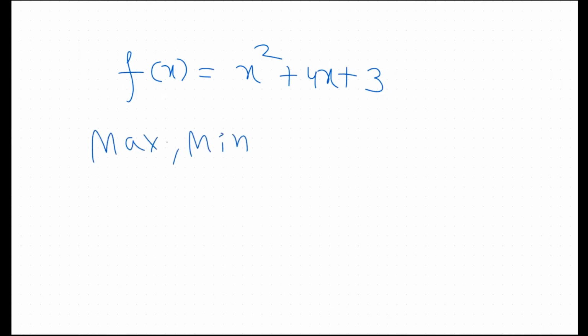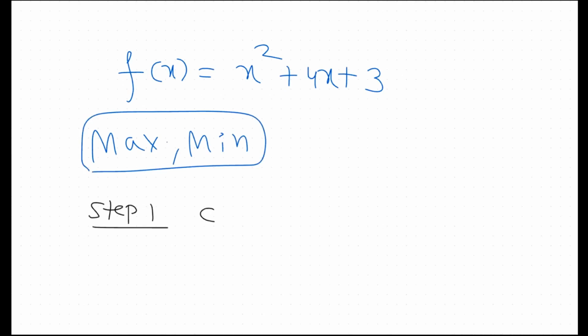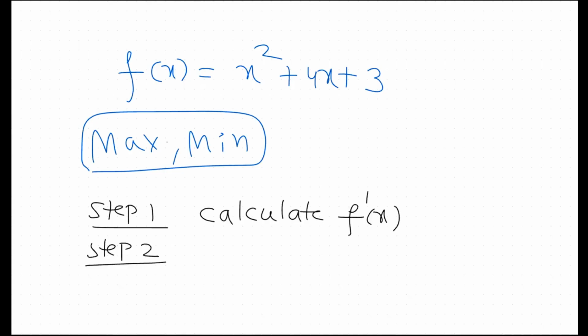What you need to do means steps. Step 1 is calculate f dash of x. Step 2, equate f dash of x to 0. Get x values first. Those x values are called critical values.